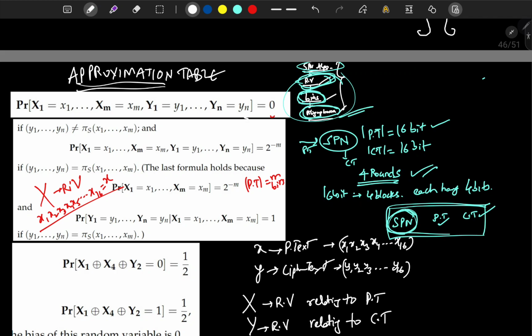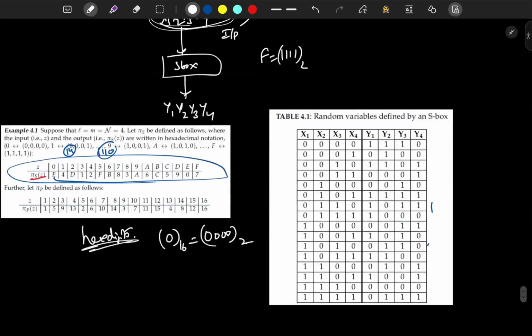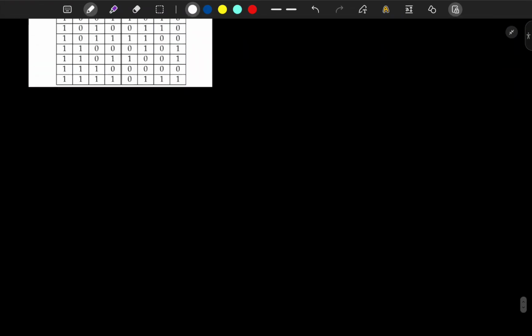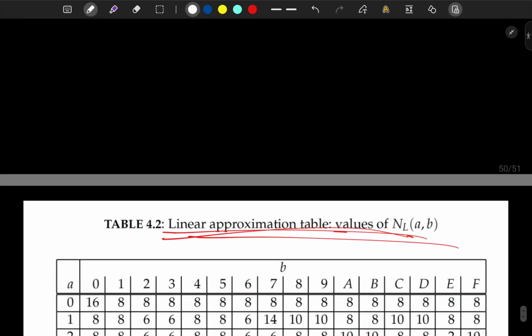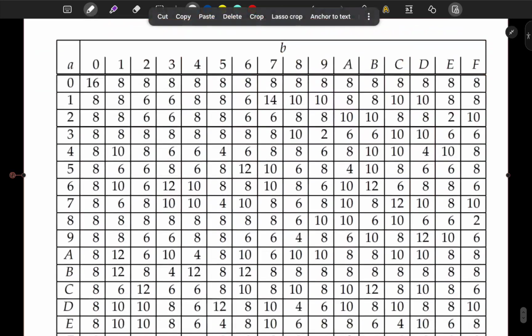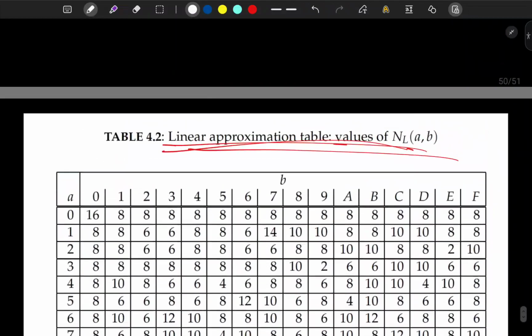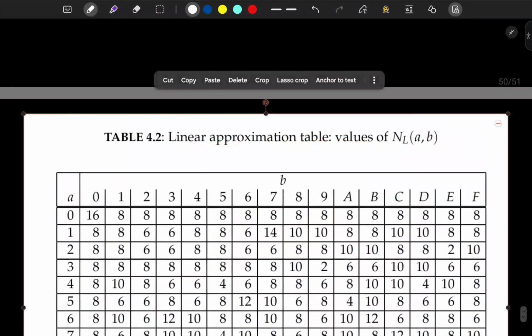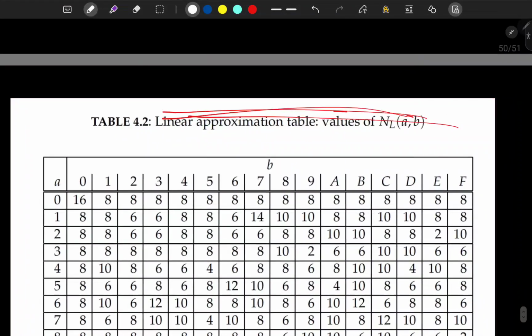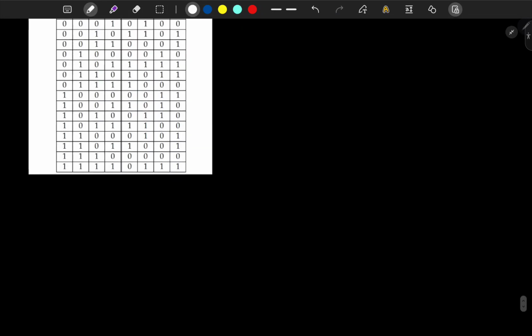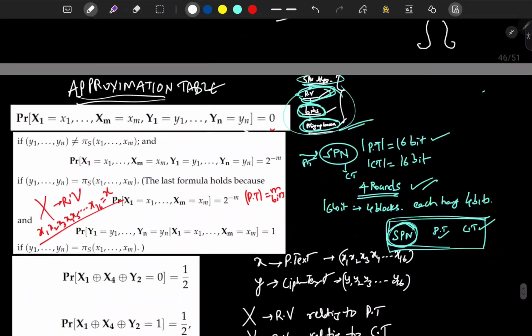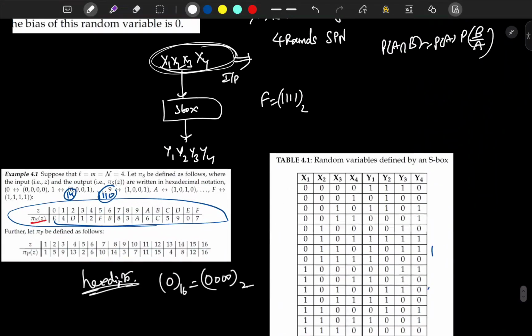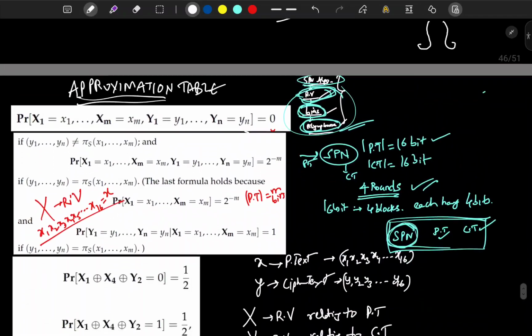It is a part. Basically, the approximation table looks like this. You can think of it as storing all the combinations. The table actually contains counts, but I can say it contains the bias of all the random variables. We will see, don't worry. So let's start here.